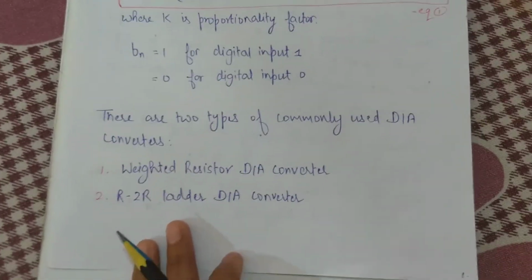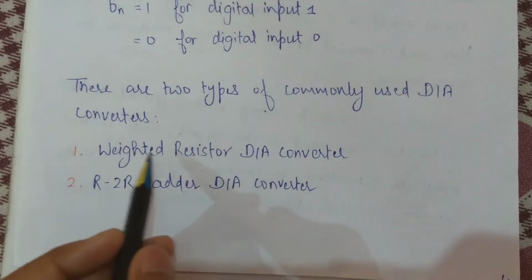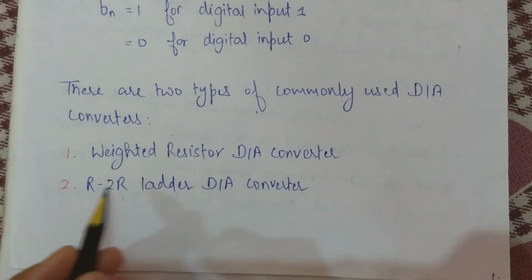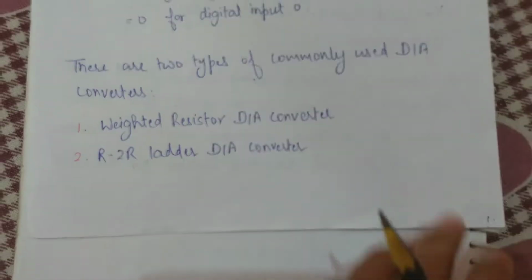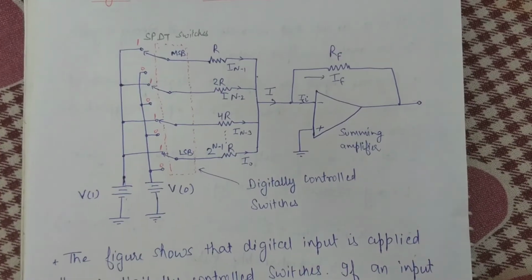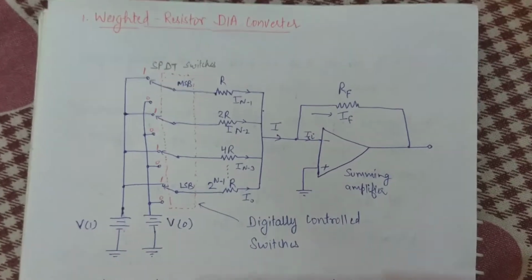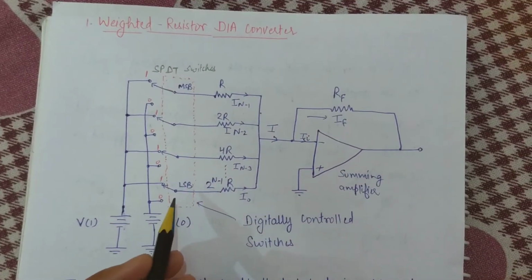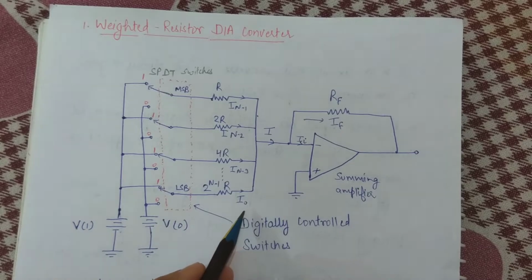Now we have two types of digital to analog converter. First is weighted resistor digital to analog and second is R2R ladder digital to analog. First we will cover weighted resistor digital to analog converter. Now this is the circuit of weighted resistor digital to analog converter.